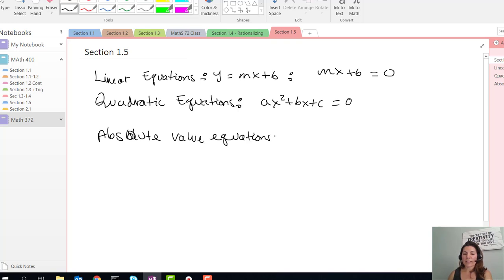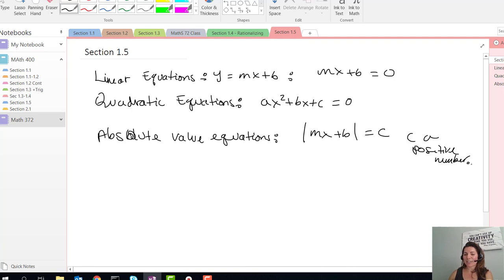And these are solving things like the absolute value of mx plus b equals something, usually a positive number, because absolute value can't be negative. So we're just going to say here some c, a positive number. Remember when we talked about absolute value, the absolute value represents a distance, so distance can't be negative. So if somehow you had the absolute value by itself equaling a negative number, that would be no solution because you can't get the absolute value to be negative.